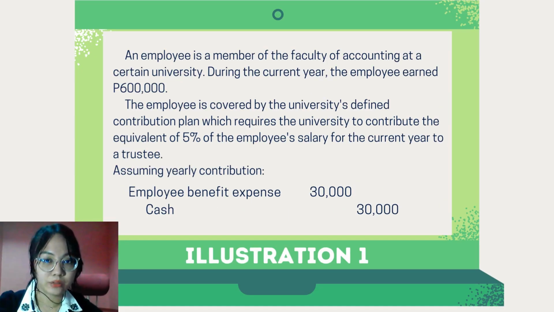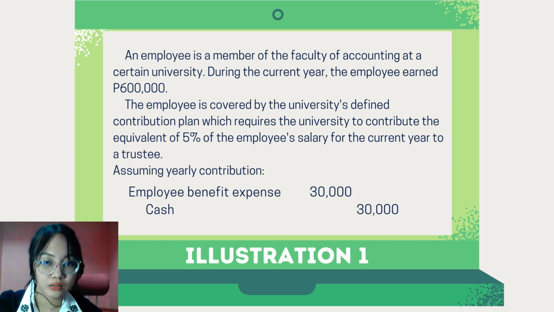Now, we are in the illustration for the defined contribution plan. So, let's read the problem. An employee is a member of the Faculty of Accounting at a certain university. During the current year, the employee earned 600,000 pesos. The employee is covered by the university's defined contribution plan, which requires the university to contribute the equivalent of 5% of the employee's salary for the current year to a trustee, assuming yearly contribution. So, paano natin yung magiging journal entry natin para dito?